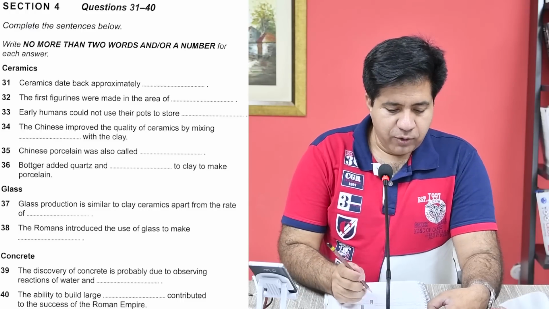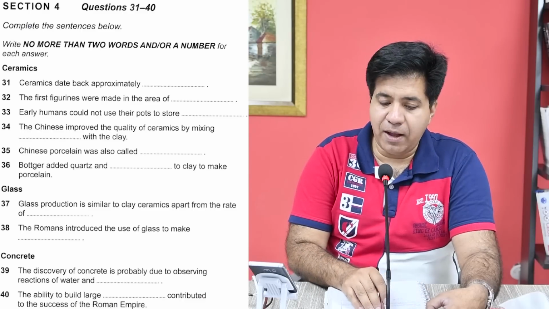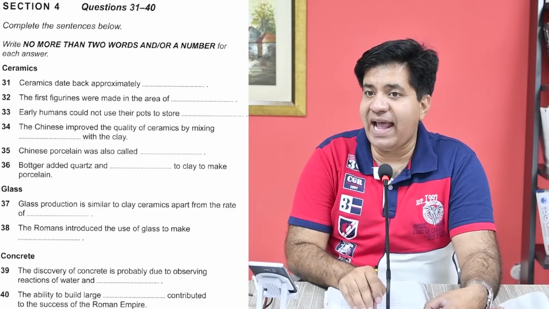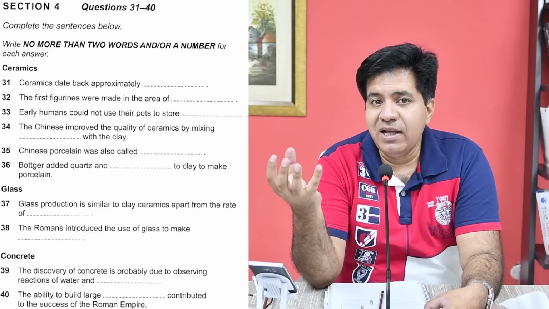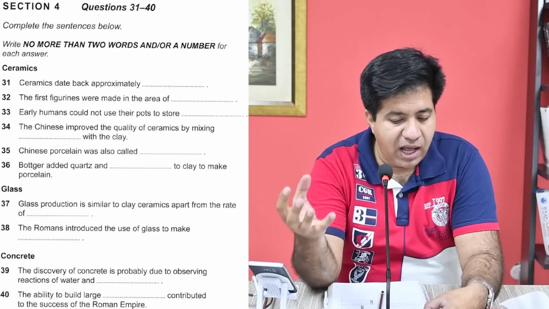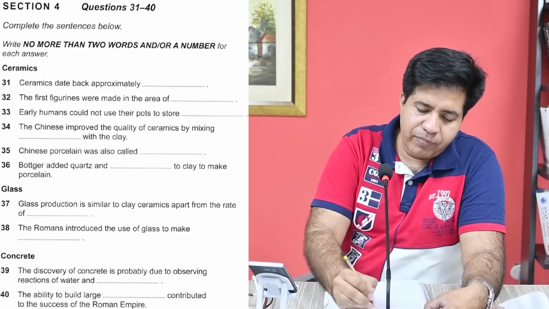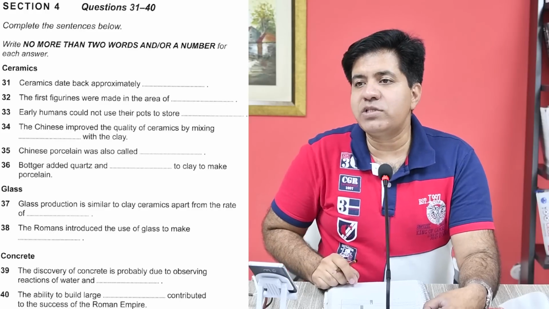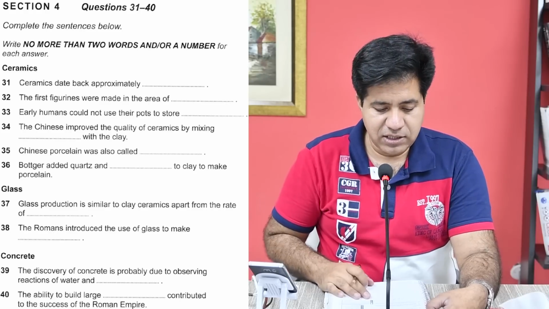Good. Question number 34. Chinese improved the quality of ceramics by mixing dash. Now it's going to be a sort of material. By mixing cement, by mixing sand, by mixing glass, by mixing something. And underline the word mixing. For mixing, they might use the word adding. By adding dash. Right? So let's see.